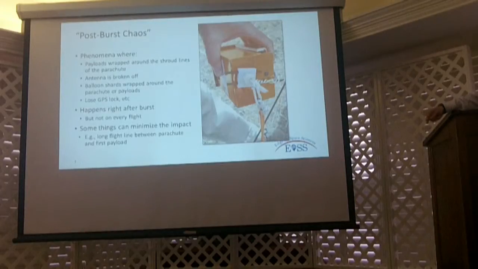But some of the things that we've done to try to minimize it, for instance, we've put a long flight line between the parachute and the first payload. What do you define as long? What would you say? 40 feet sometimes. Wow. Yeah, so we fly some pretty long payload strings. I'm going to show you in a minute. The payload that I have is usually near the bottom, probably like 70 feet or something down the flight string, so it's pretty exciting at the bottom.